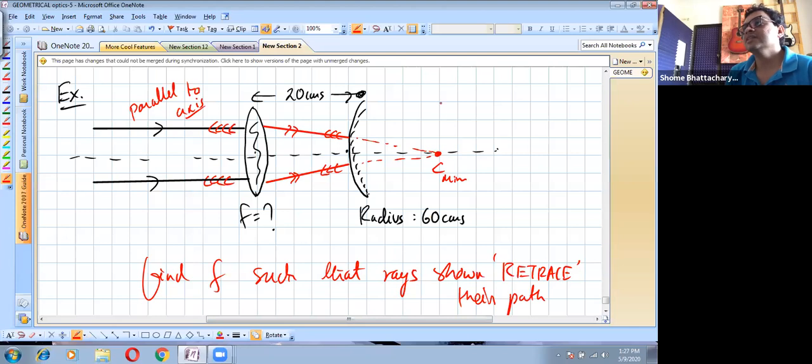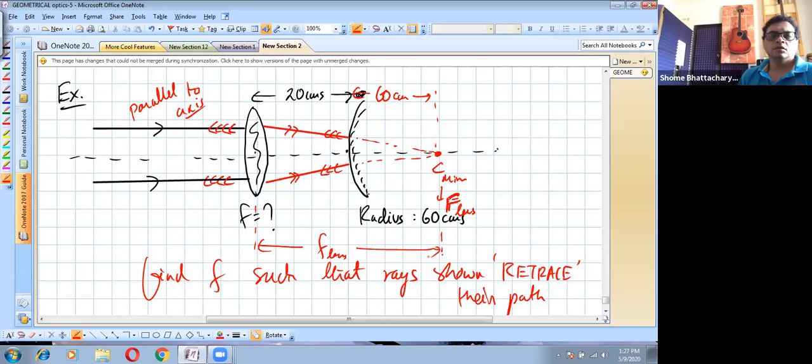Okay, so if this is the center of curvature, this should be 60 from here to here. And if this is 60, now this should also be the focal position of the lens. So the focal length of the lens is becoming this whole thing, which is 80 centimeters. This is the focal length of the lens. Understood?